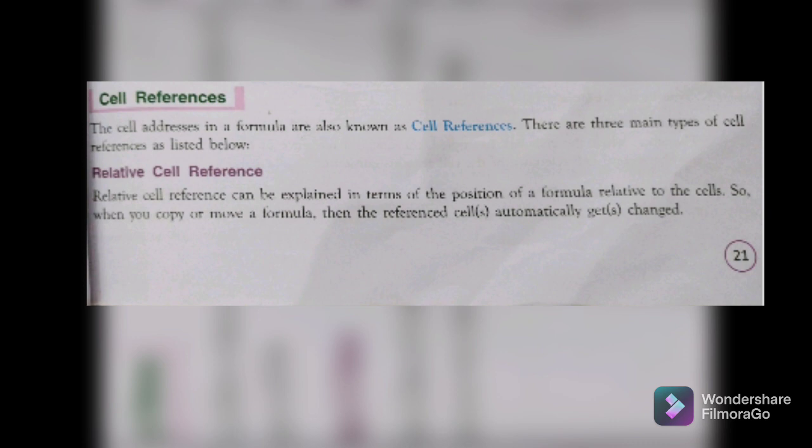Now we will discuss cell reference. A cell means the intersection point of a column and a row. The cell address in a formula is known as cell reference.